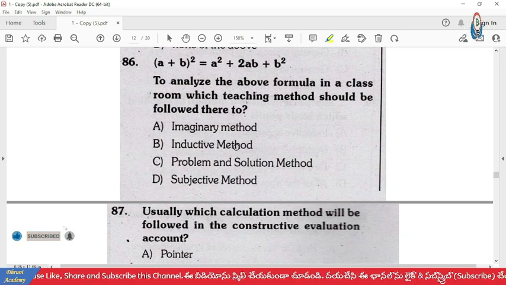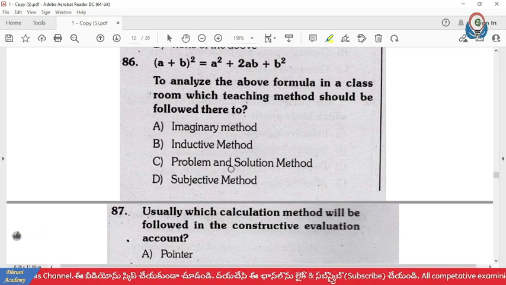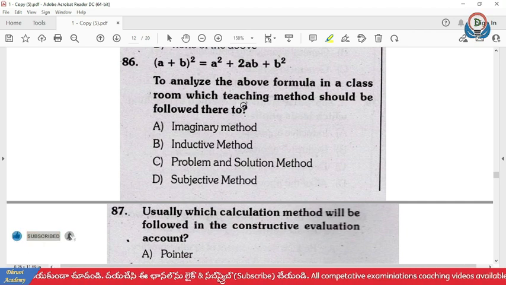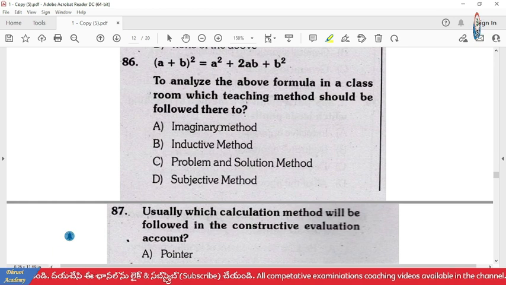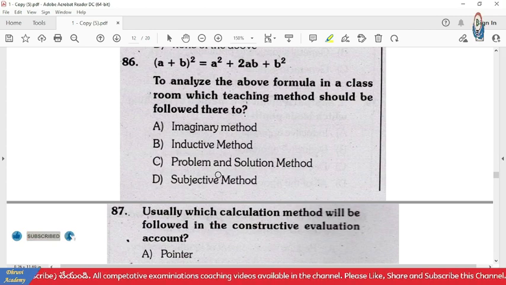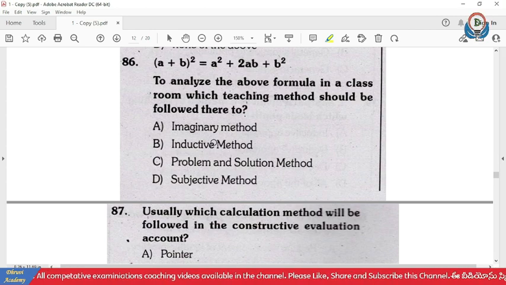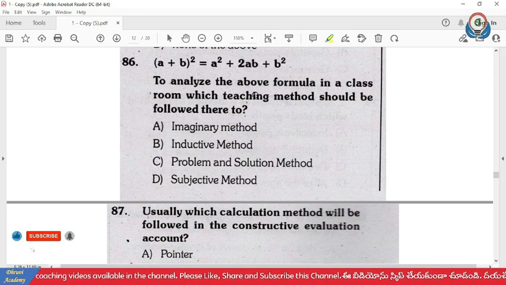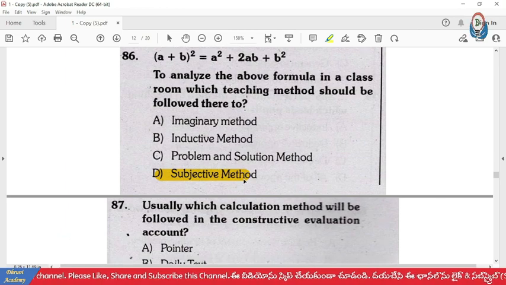A plus B whole square is equal to A square plus 2AB plus B square. To analyze the above formula in a classroom, which teaching method should be followed there? Imaginary method, or inductive method, problem and solution method, C and D. It's a subjective method. She is giving a formula in the classroom, so it is a subjective method. This is the right answer.